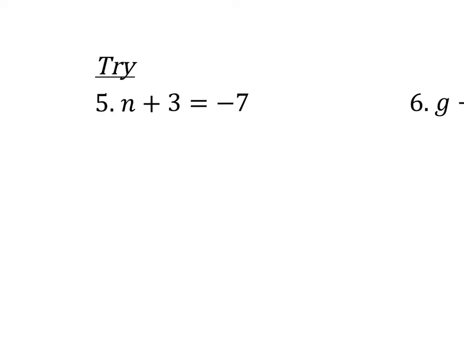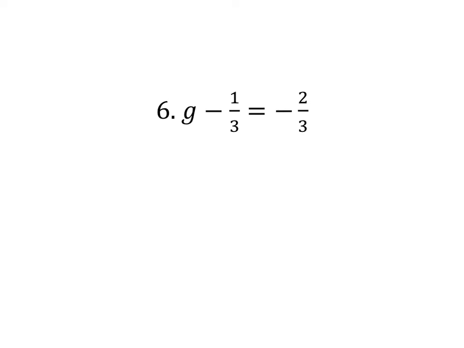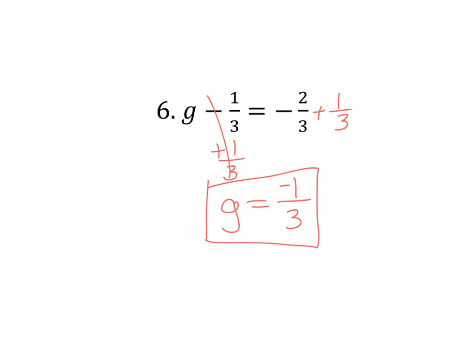All right, so just working through these quickly. In n plus 3, the opposite operation would be minus 3, and I'm left with n equals negative 10. Number 6, g minus 1/3, so my opposite operation would be plus 1/3, plus 1/3. I know fractions are messy, but they're not that bad. If I have negative 2/3 plus 1/3, remember if I have a common denominator, that denominator stays the same, and I'm just adding or subtracting across the top. So negative 2 plus 1 would be negative 1 left, so negative 1/3. That's what I have there on 6.